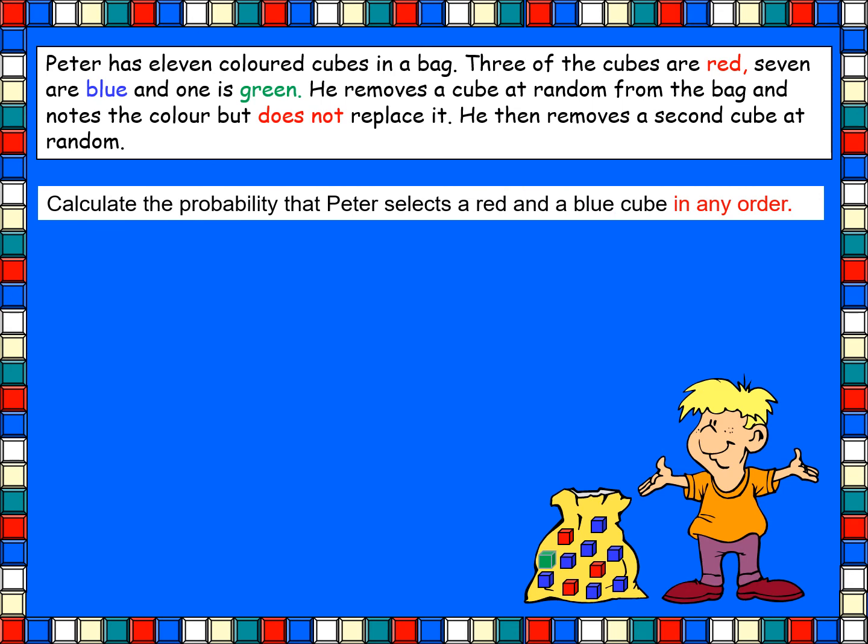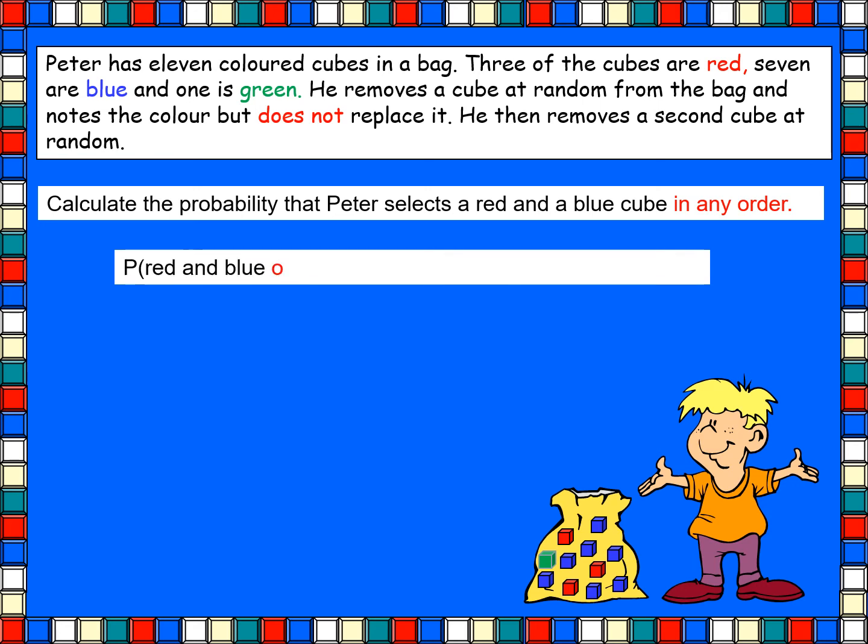However, how do we calculate the probability that Peter selects a red and a blue cube in any order? In other words, he could have a red and a blue, or he might get them in the other order, a blue and a red. And this is where we bring in that OR law, that plus law, okay? And we do them separately.